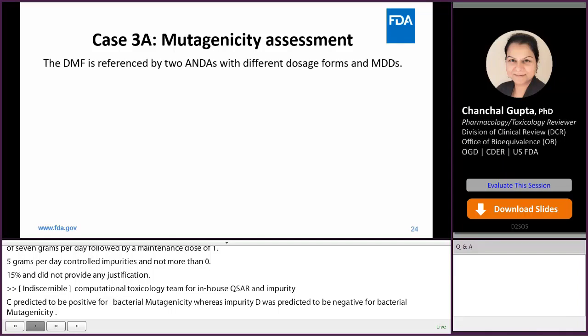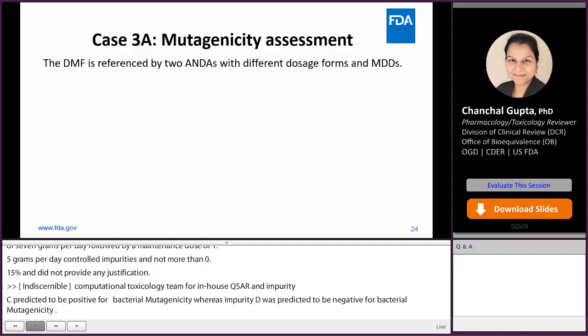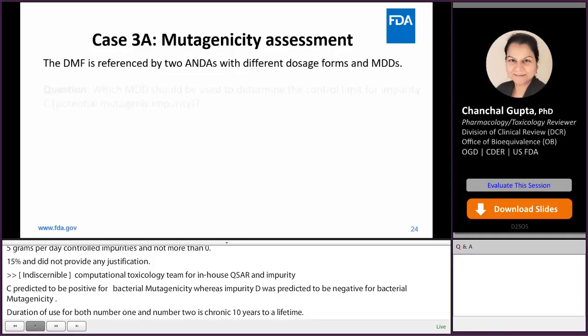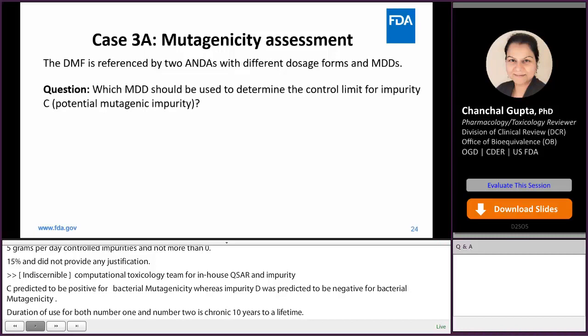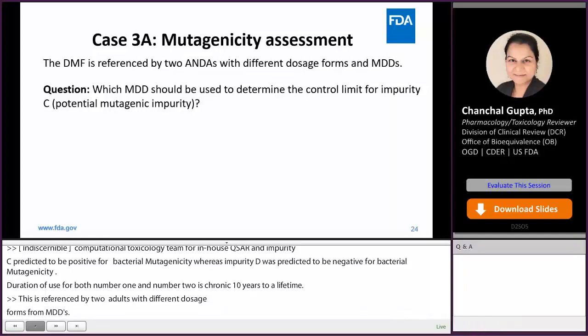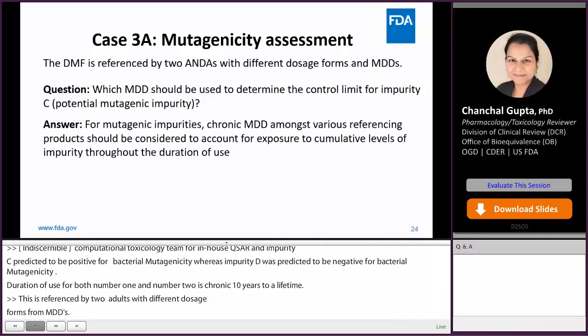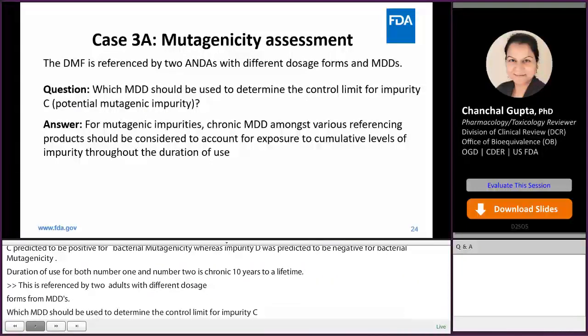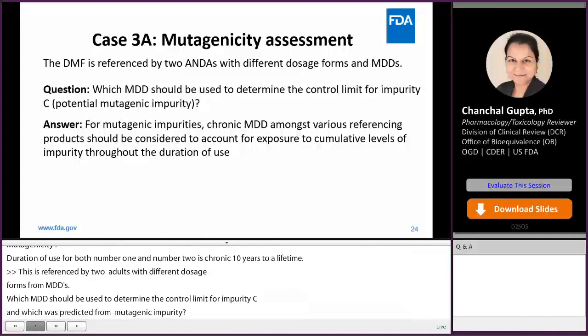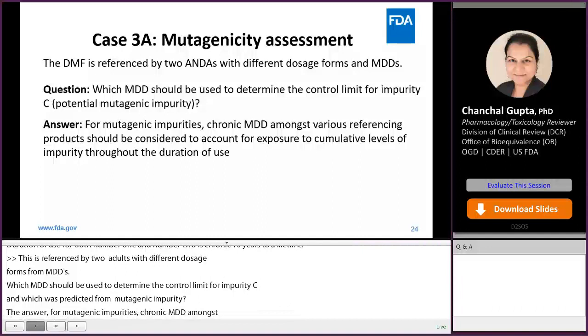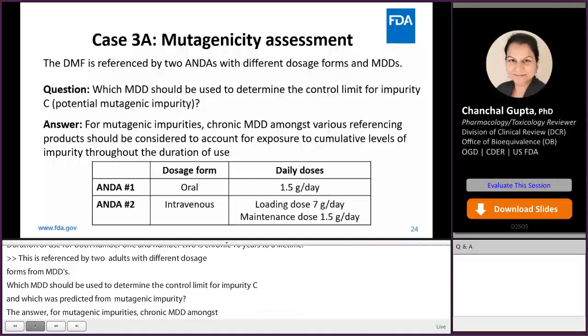Since this DMF is referenced by 2 ANDAs with different dosage forms and MDDs, the question arises that which MDD should be used to calculate the control limit for impurity C, which was predicted to be positive for mutagenicity. The answer is, for mutagenic impurities, the MDD, which is used chronically throughout the patient's lifetime, should be considered to calculate the control limit. This takes into account the cancer risk associated with cumulative exposure to mutagenic impurities over the lifetime. In this case, the chronic MDD for ANDA 1 and ANDA 2 is 1.5 gram per day.